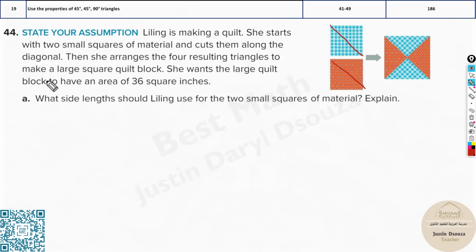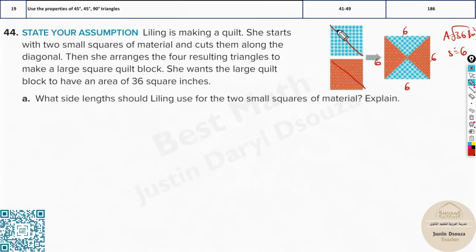She wants the large quilt to have a block of area of 36 square inches. This is a square and the area is given as 36 square inches. What is the side? Just take the square root of this. It will be 6. Okay, the side will be 6. So this is 6, 6, 6, and 6. So what side lengths should Lai Ling use for the two small squares? We need to find these sides now.